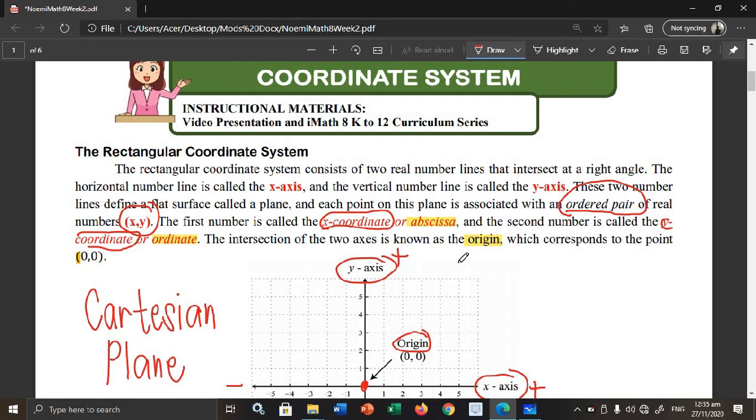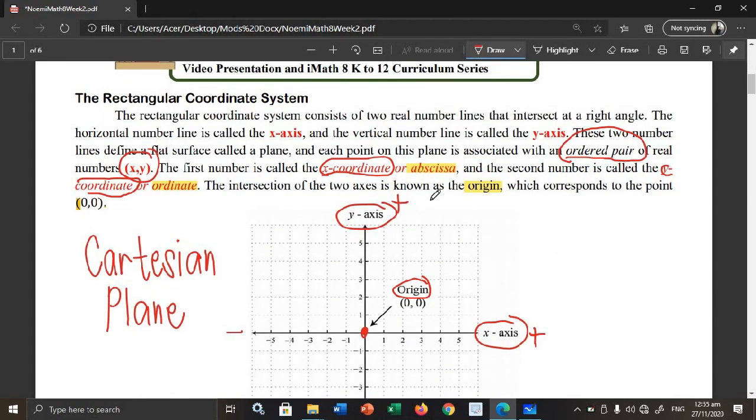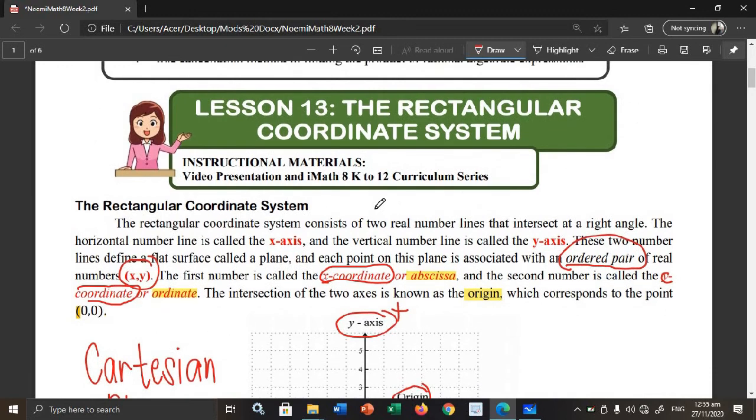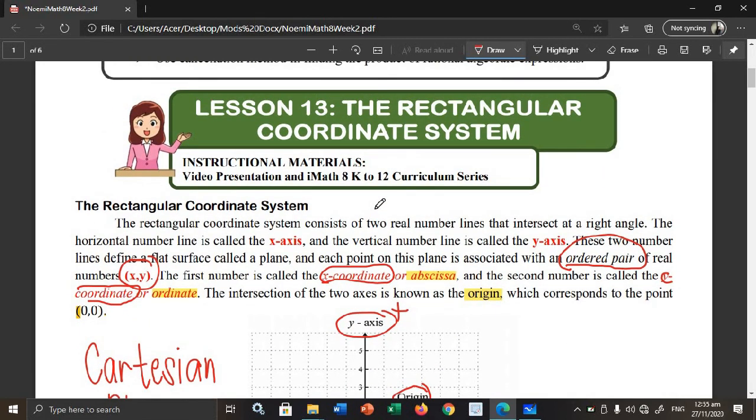So, I hope that you learned a lot about rectangular coordinate system. Even though like, it's kind of messy, the discussion, but yeah. So, introduction pa lang naman to, and we will use rectangular coordinate system very much in this quarter. So, yeah, you need to really understand this plane.